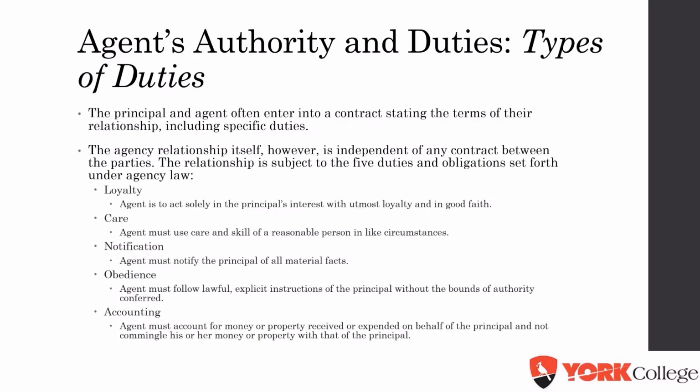So these are the duties expected of an agent in an agency relationship. Oftentimes, the principal and the agent enter into a contract that states the terms of their relationship. But apart from a contract, there are these 5 duties that are set forth under agency law: loyalty, care, notification, obedience, and accounting. They're all pretty self-explanatory, so just read through them and keep in mind that an agent must act this way when conducting business on behalf of a principal.